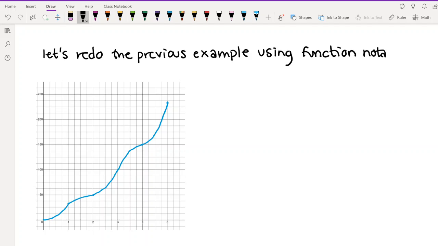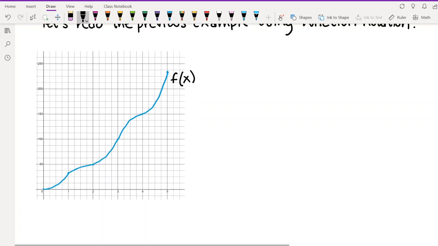So what do I mean by that? Well, instead of just saying in words, oh, we traveled this far at this time, this far at that time, let's say that we actually have a function that measures the distance traveled after a certain amount of hours. Let's call this function f of x. And so what's going on with this function?